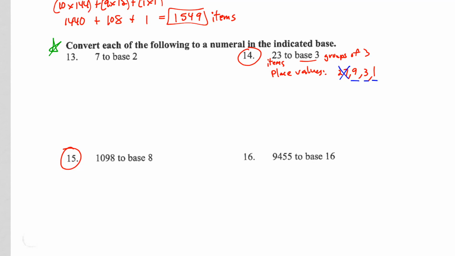Okay, so once you know those place values, that's what you're going to divide. How many groups of 9 can I make? How many groups of 3 can I make? And how many extra are there? So take our 23 items divided by the first place value to the left, which is 9. We can make 2 groups of 9. That's 18. Remainder of 5. We have 5 items left. We can make 1 group of 3 out of that with 2 remainder.